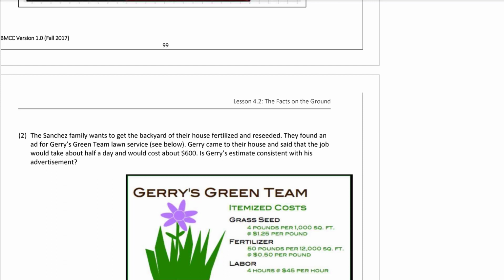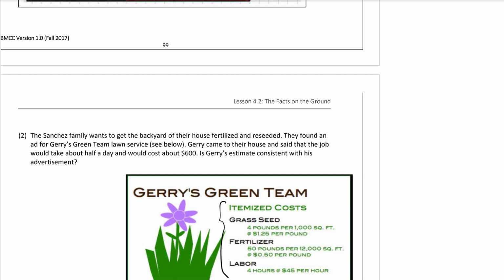It says the Sanchez family wants to get the backyard of the house fertilized and reseeded. They found an advertisement for Gary's Green Team Lawn Service. Gary came to the house and said that the job would take about half a day and would cost about $600. Is Gary's estimate consistent with his advertisement? All right, so here we have the advertisement.